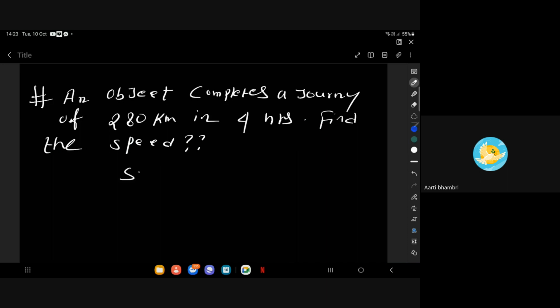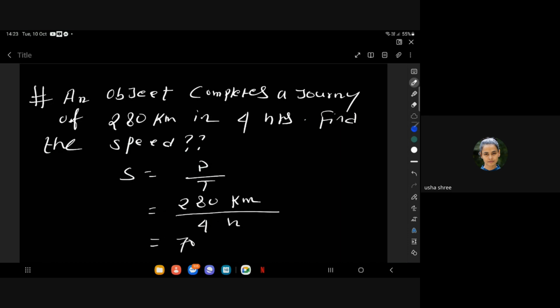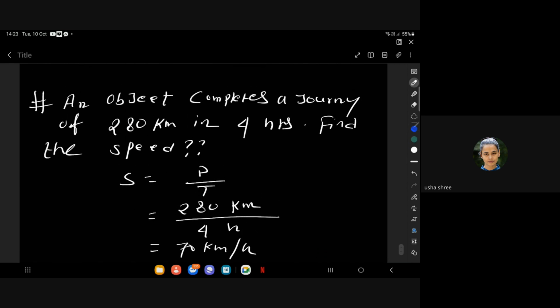So speed equals distance by time. So distance is here 70. What unit? Kilometers per hour. Kilometer per hour. Yes. It will be 70 km per hour. Okay, so this is a very simple example.